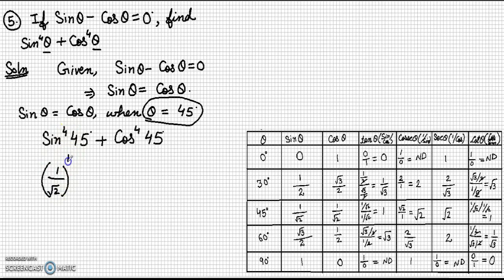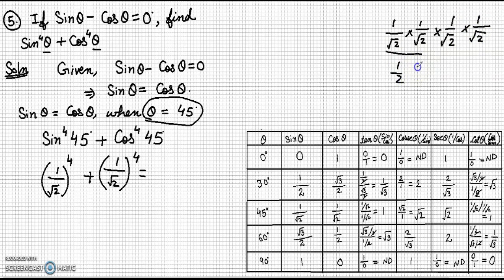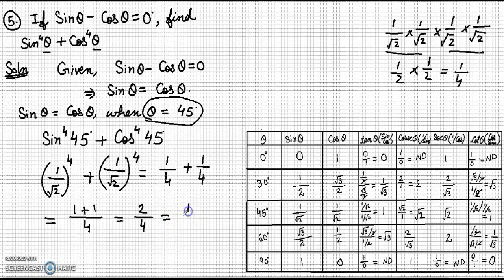So raised to the power 4, because sin raised to the power 4 is given, plus cos 45 is again 1 upon root 2 raised to the power 4, and then we know 1 by root 2 raised to the power 4 is 1 by root 2 into 1 by root 2 4 times, and we get 1 upon 2 into 1 upon 2, and finally we get 1 by 4. So we have 1 by 4 plus 1 by 4, which is 2 by 4, that is 1 by 2 is the answer.